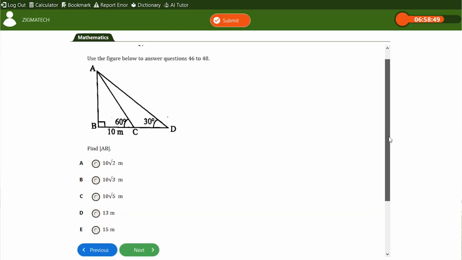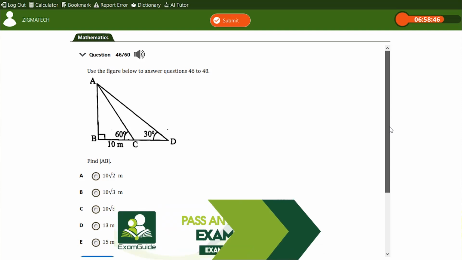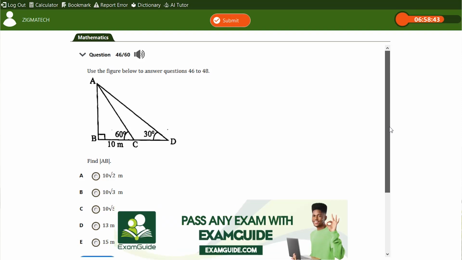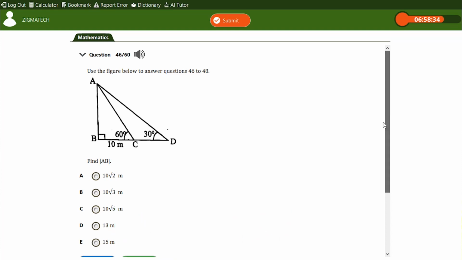Now let's look at this now. They say we should use this figure below to answer questions number 46, 47, and 48. So you must pay very careful attention. This is a trigonometric question. So you must give me rapt attention so that you understand the concept of how the questions will be solved, okay? So let me draw the diagram for you. Let me draw it here so that I can explain easily.